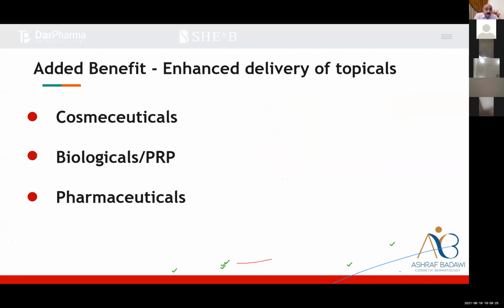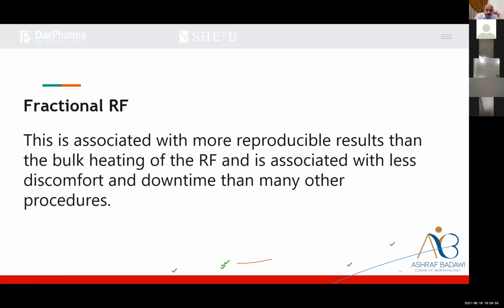We can get benefit by enhanced delivery of topicals like cosmeceuticals, biologicals, and PRP. In many cases, we do the PRP injection in the areas where we need to inject, but we keep a little bit to apply on the skin after the microneedling so that it is absorbed significantly and it enhances the viability of the skin. Also, pharmaceuticals can sometimes be applied topically after the microneedling procedure. So this was about the microneedling.